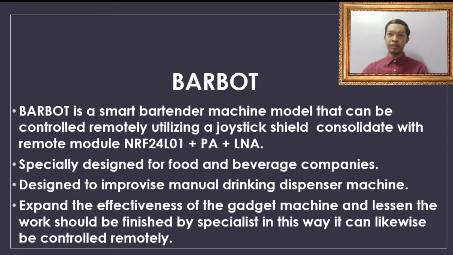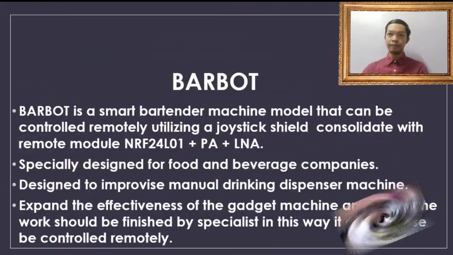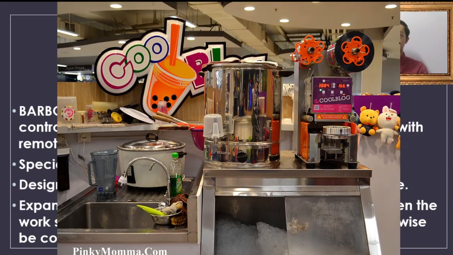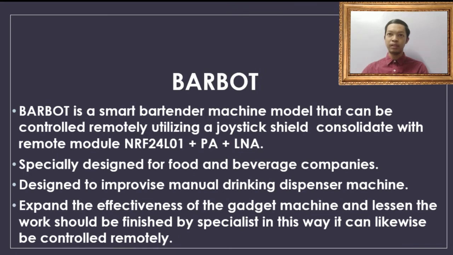The main purpose of Barbot is that it is specially designed for food and beverage companies, F&B, such as Starbucks, Tea Life, Cool Block and others. It is specially designed to improve their manual drinking dispenser machine, because if there are too many customers going to their shop, the beverage that should be served to the customer might be late because the water dispenser machine speed lacks efficiency. With the presence of Barbot, it can increase the efficiency of the dispenser machine and reduce the work that needs to be done by the worker. In this way, it can also be controlled remotely in the food and beverage companies, F&B.